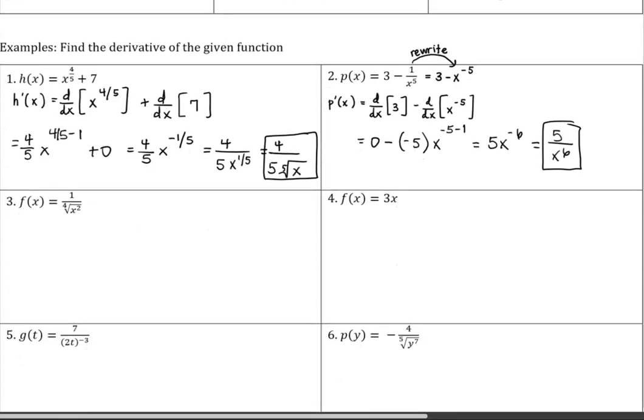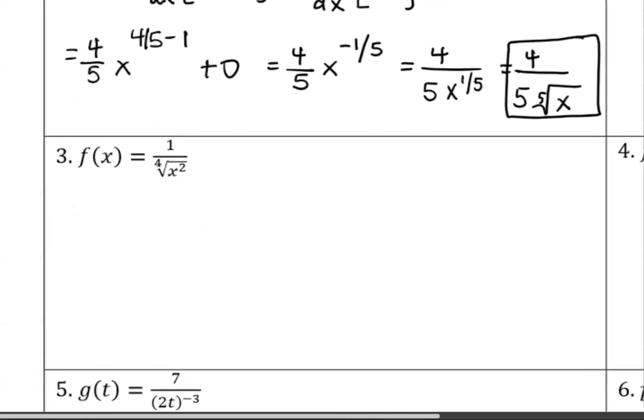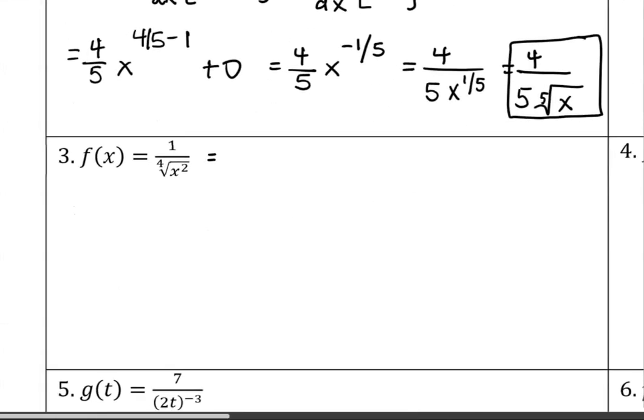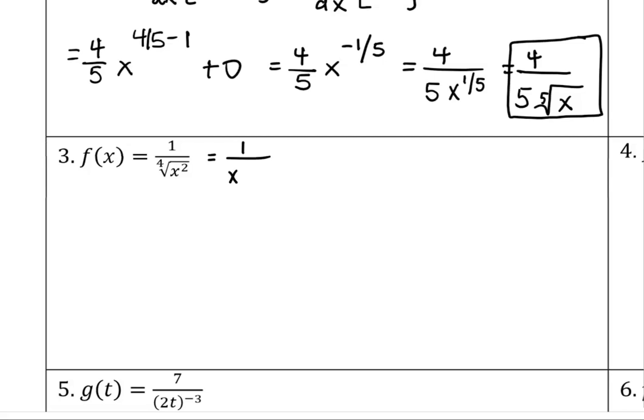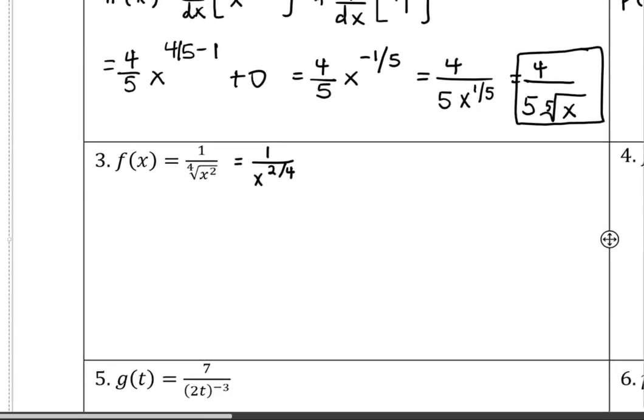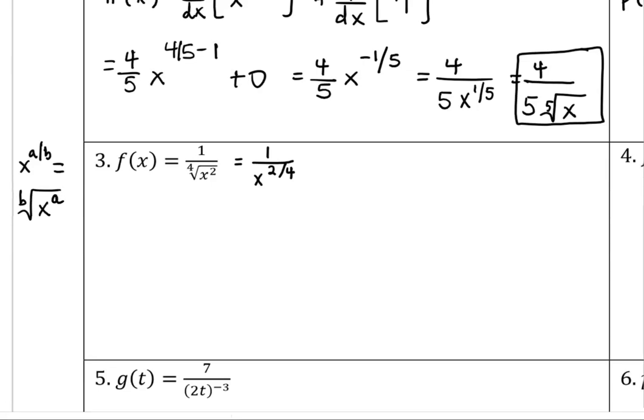In example 3, I will first begin by rewriting this. I have 1 over the 4th root of x squared. First things first, I can rewrite this because this is the same thing as x to the 2/4. Generally speaking, x to the a over b is the same thing as the bth root of x to the a. We learned that in pre-calculus. I'm just going to simplify this very quickly because 2 over 4 is the same thing as 1/2.